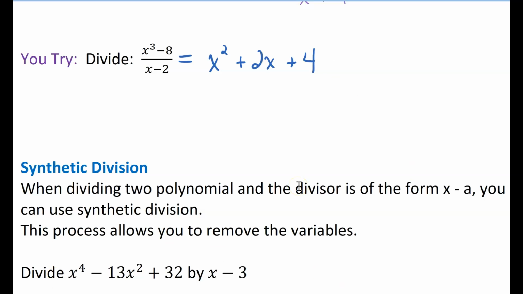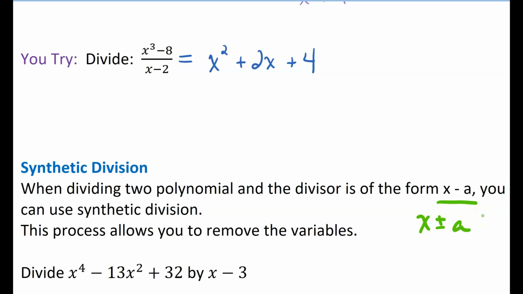Right. So synthetic division, it's really fast. It's a really nice technique to use. The only thing is you can only use it when your divisor is in this form here. And I guess technically you could say x plus or minus a.